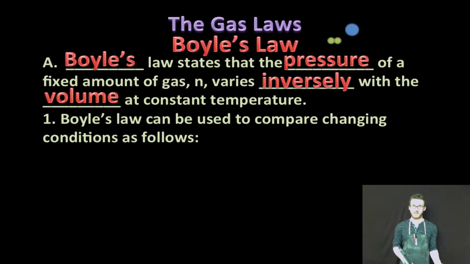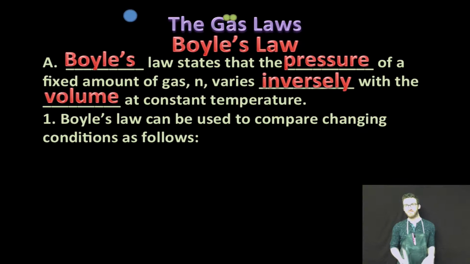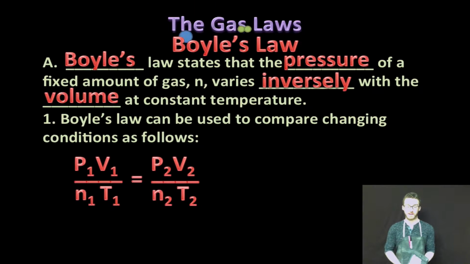And this law states that the pressure of a fixed amount of gas varies inversely with the volume at constant temperature. Now, we can describe Boyle's law to compare changing conditions as follows. We're going to start with our combined gas law, all of those variables included, but Boyle's law is focusing on just the pressure and the volume.